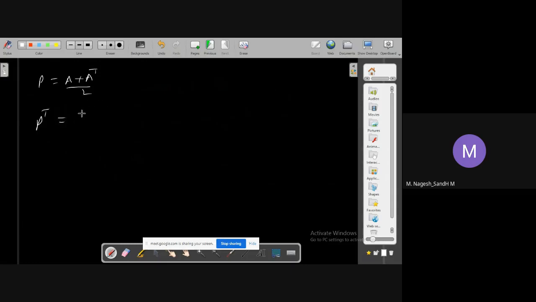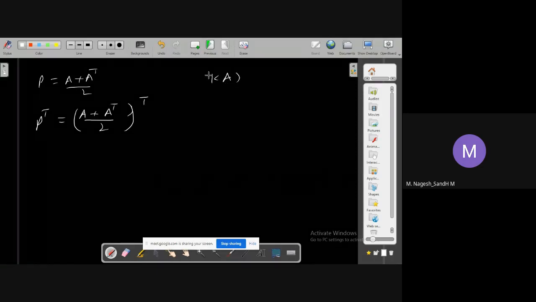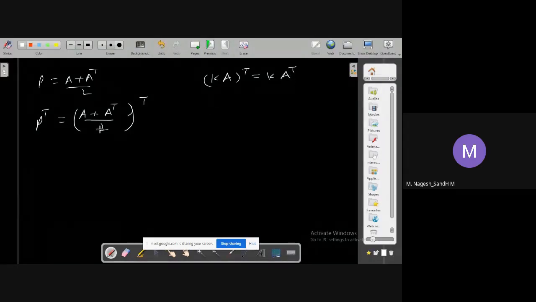So P transpose equals (A plus A transpose by 2) whole transpose. Now listen here, properties of transpose. (kA) whole transpose is nothing but k into A transpose. So this 1 by 2, the transpose of 1 by 2 is 1 by 2 only. So 1 by 2 into (A plus A transpose) whole transpose. Just a constant you have to take outside.